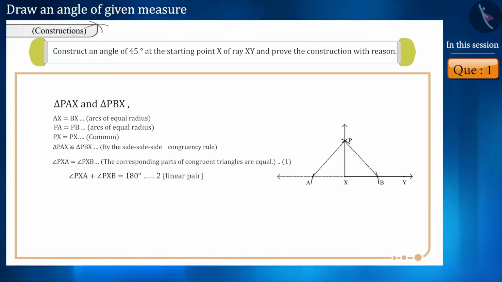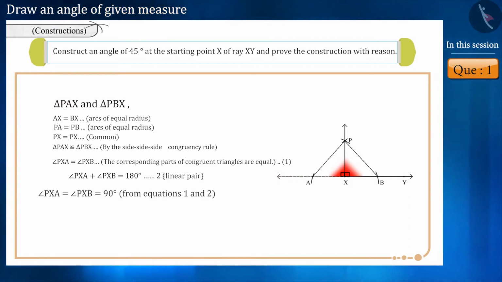Let's call it equation 1. And angle PXA plus angle PXB is equal to 180 degrees because they are linear pairs. Let's name it equation 2. Which means angle PXA is equal to angle PXB is equal to 90 degrees from equations 1 and 2. That is, at point X, we have made an angle of 90 degrees. Now tell us whether it is easy to construct a 45-degree angle from here or not.